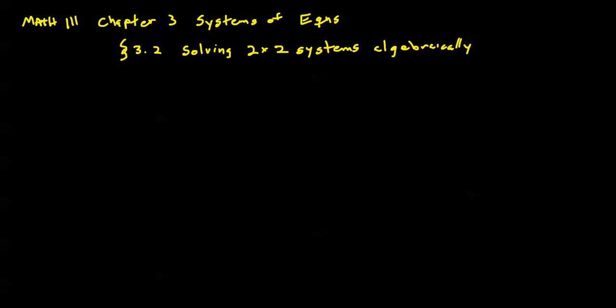Good morning. Today we're going to start Chapter 3 entitled Systems of Equations, and in particular 3.2. In this lecture we're going to talk about solving 2x2 systems algebraically. By 2x2 systems I mean solving two equations with two unknowns. Let me give you an example here.